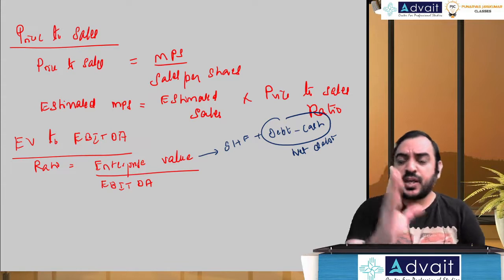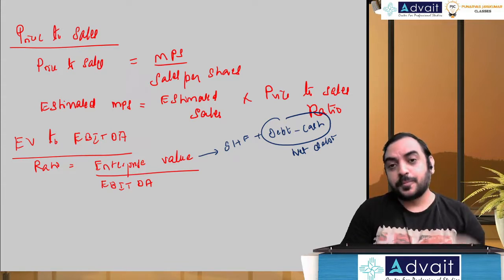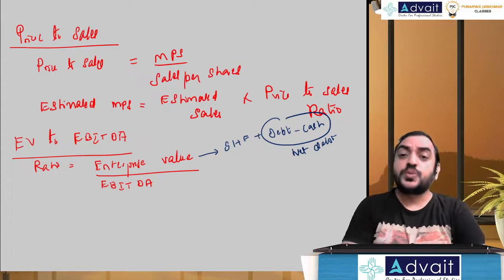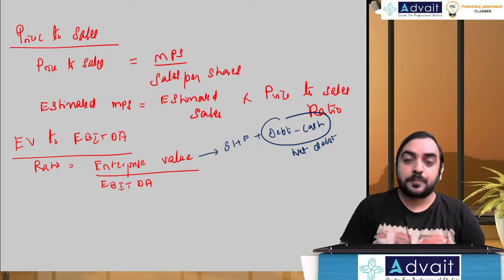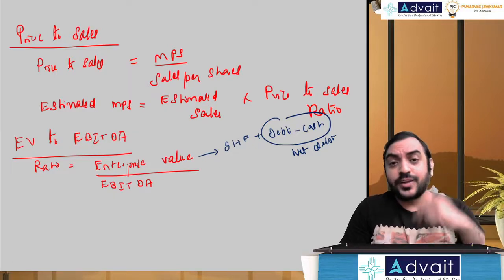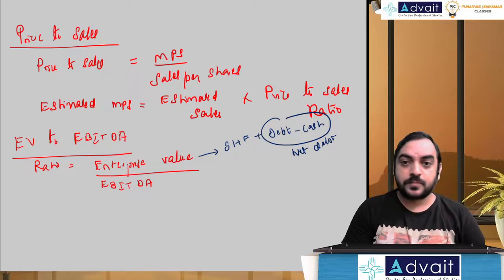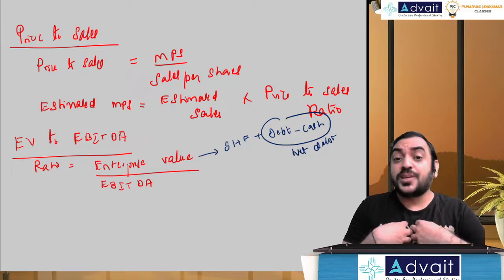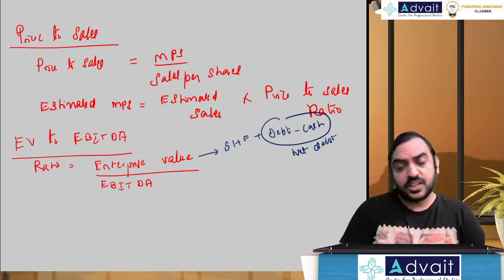Anyway, what is this enterprise value? I'll give a very quick example. Suppose you purchase a house property. You purchase an apartment for 50 lakhs. You take a loan of 20 lakhs. So what is your ownership there? What is your net worth there? 50 lakh minus 20 lakh, 30 lakhs.